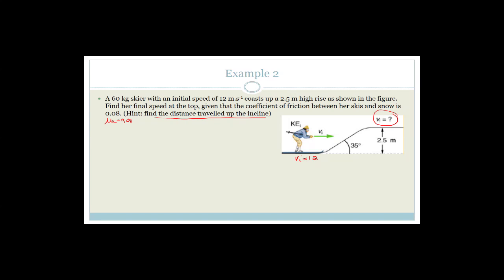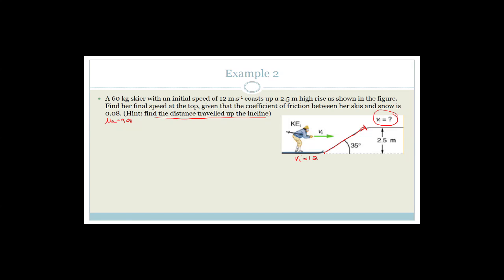Now, why do we need to find the distance traveled up the incline? Because what is friction? Is friction a conservative force or a non-conservative force? In other words, does friction depend on the direction of the travel or not? And friction does depend on the travel, okay? So friction plays a role from this distance all the way up to that distance there. It actually makes a difference. So we actually have to take into consideration the distance that she skied, not just the height that she skied through, because of that coefficient of friction, which means that there is actually kinetic friction.